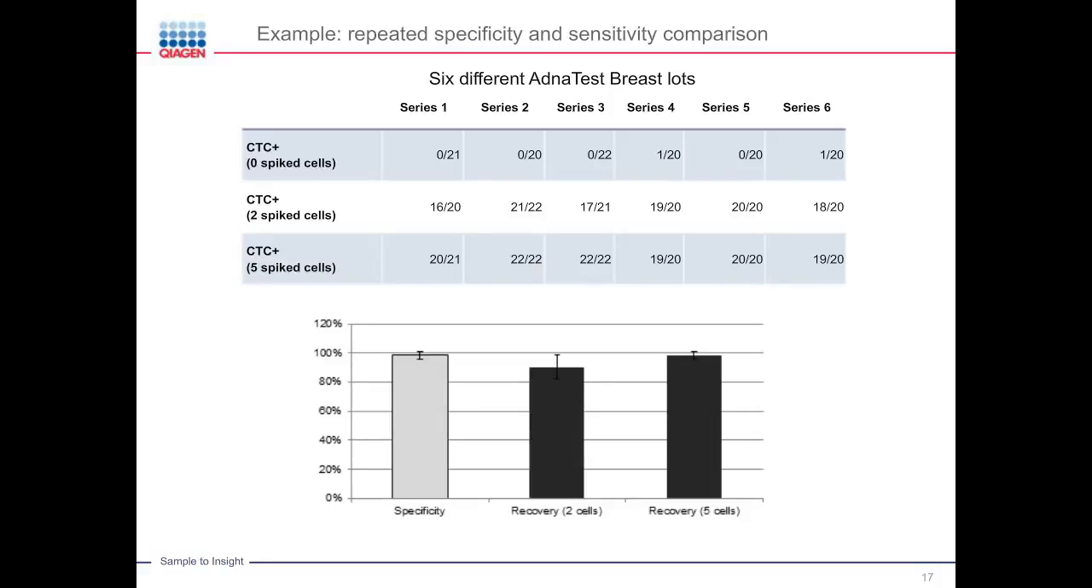It looks quite stable. You see the specificity here is coming close to 100%, whereas the recovery ranges for 2 cells at 95% or 90%, and for 5 cells is coming close to 100%. So for the selected genes that we are using in the traditional kits, the leukocyte problem is already not biasing our results.